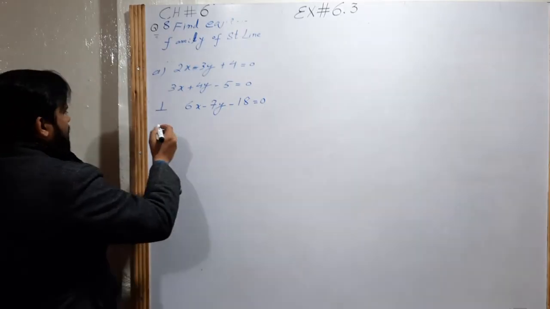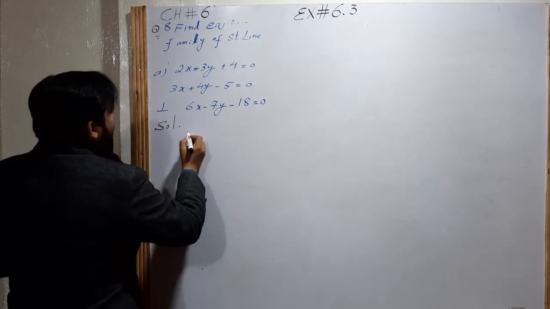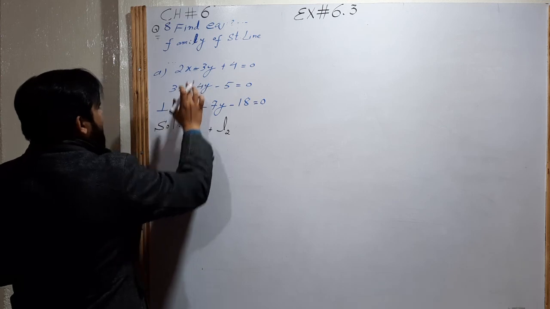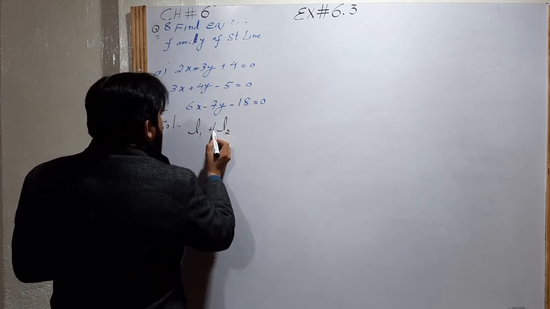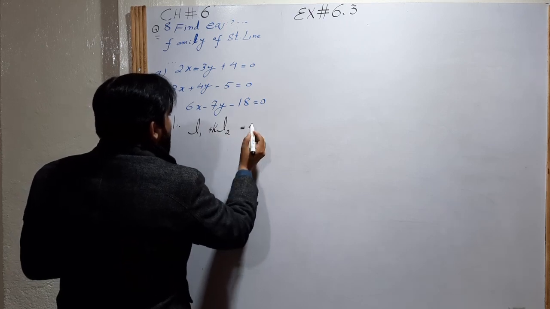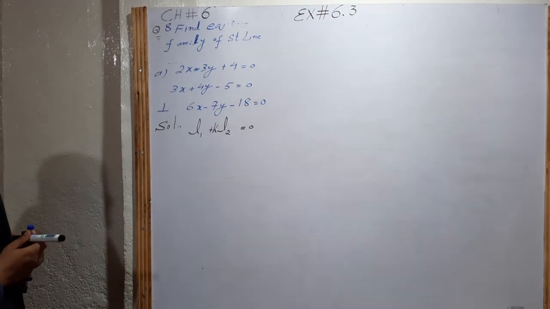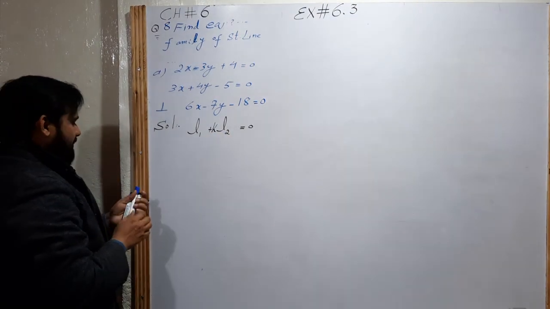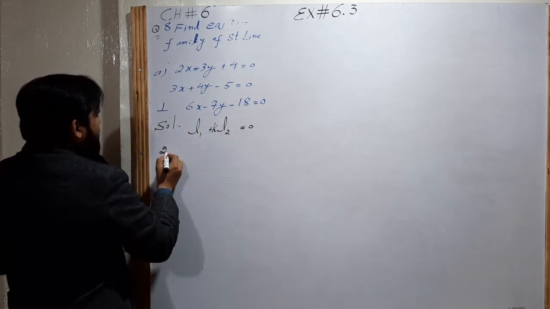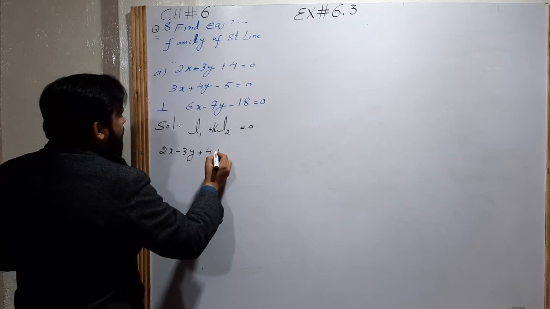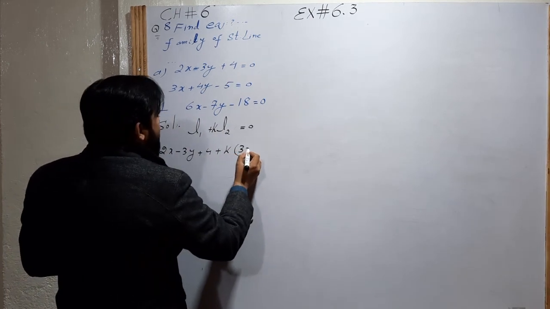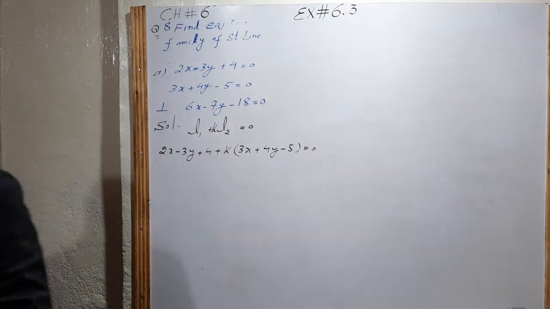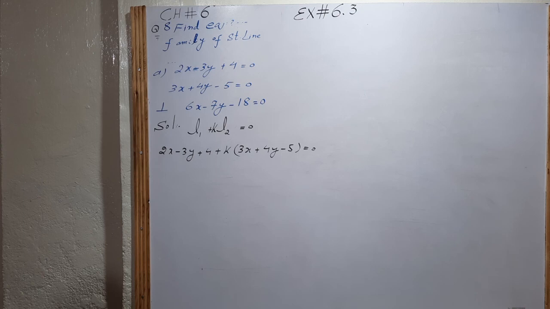So, the idea of this question is the formula for the family of lines through an intersection. If two lines are given, then the family of intersection formula is L1 plus k times L2. In this case L1 is 2x minus 3y plus 4, plus k times L2, where L2 is 3x plus 4y minus 5, equal to 0. After simplification we have a standard line in the form of x and y.